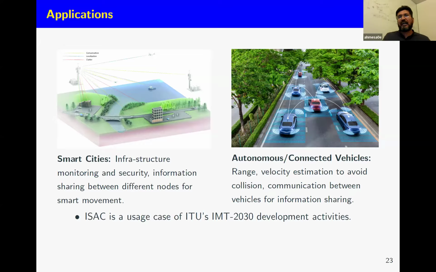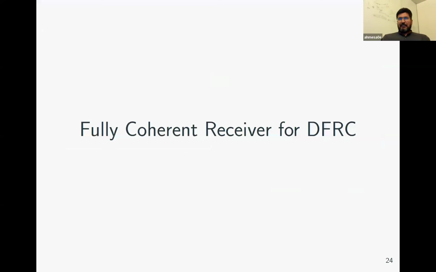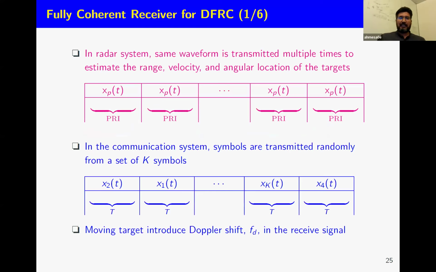Due to that, ISAC is in the development activities of the IMT 2030 standard. Now I will talk about the first solution that we have provided, a fully coherent receiver for DFRC.